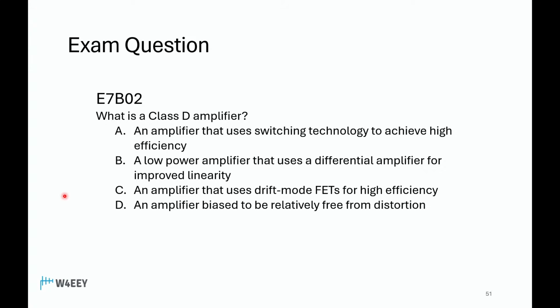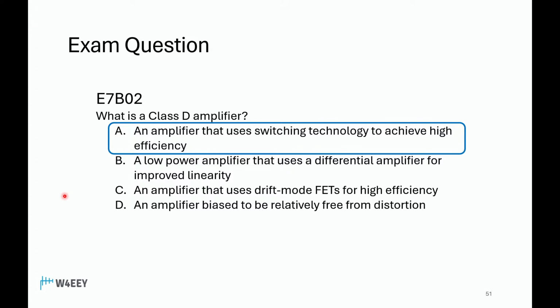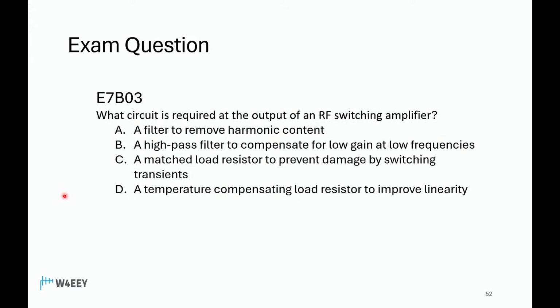What is a Class D amplifier? Alpha. You're correct. An amplifier that uses switching technology to achieve high efficiency, saving some of that diesel expense that Gary was paying. What circuit is required at the output of an RF switching amplifier? Alpha. It is alpha, a filter to remove harmonic content because the output looks terrible otherwise.